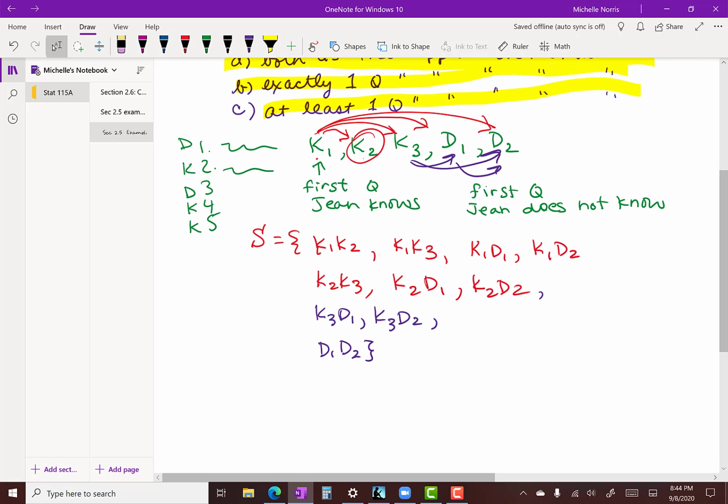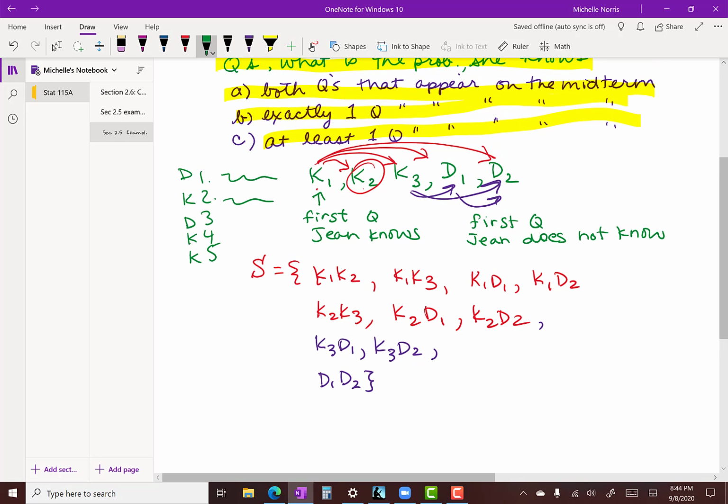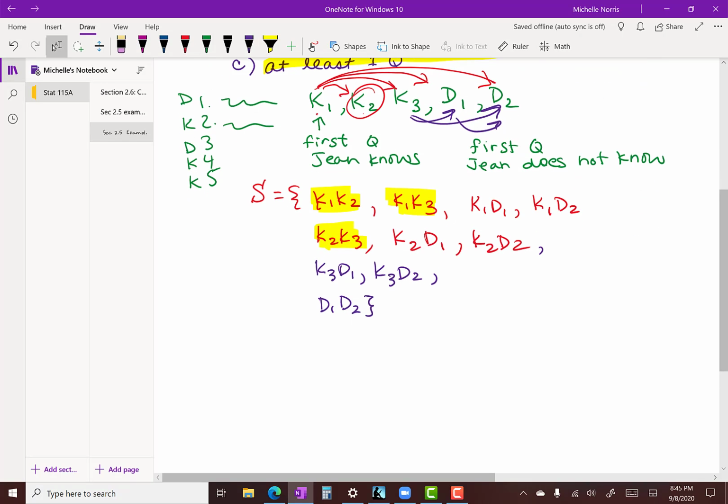Okay, now we can calculate the probabilities of the events that we're asked about. The first one is the probability that she knows both questions that appear on the midterm. That means that both of the questions are Ks. So for example, I'll highlight in yellow the outcomes where she would know both of the questions. K1, K2, she knows both. K1, K3, she knows both. Not K1, D1, because she would only know 1. And then K2, K3, and none of the others. So we end up with this probability for part A.